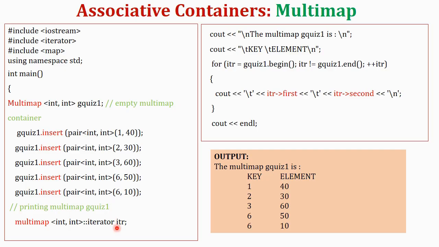Next, we are creating the iterator reference from the iterator. So now we are going to display the key-value pairs using the for loop. For example, with this reference, itr dot first will point to the key, and itr dot second will point to the value. So now it will iterate till the end, then it will display the elements like that: 1 40, 2 30, 3 60, 3 50, then 6 10.